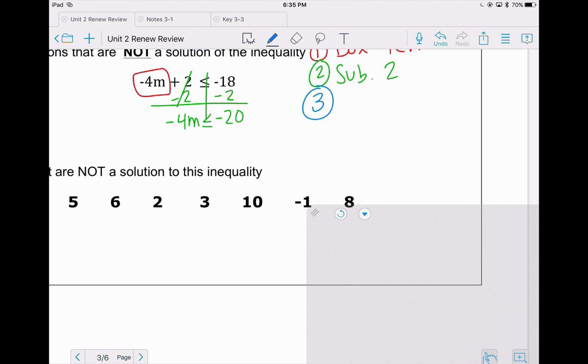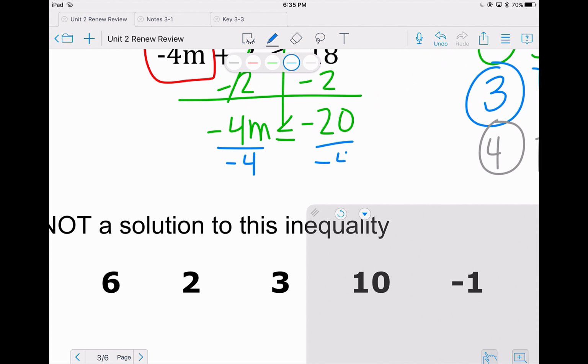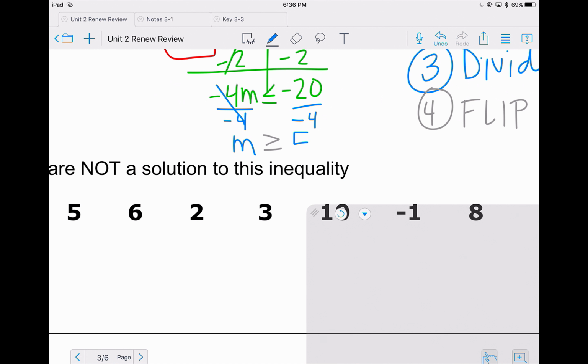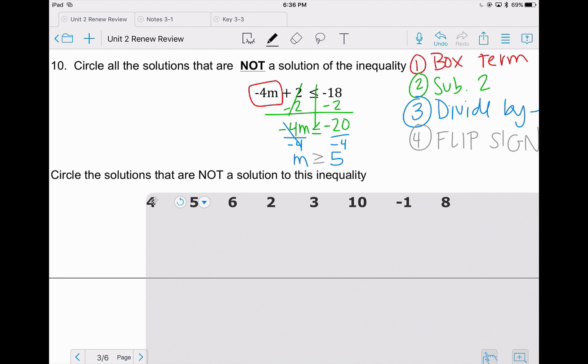Step 3, we have negative 4 times m, so I'm going to divide by negative 4. And again, like I've been saying, my immediate other step is going to be flip my sign because I just said the words divide by negative. So I'm going to divide by negative 4. And just to be safe, because I'm already thinking about it, I'm going to go ahead and flip my sign so I don't forget to do that. Negative 4 divided by negative 4 cancels, and I'm left with m. Negative 20 divided by negative 4 is a positive 5. This means m is greater than or equal to 5.